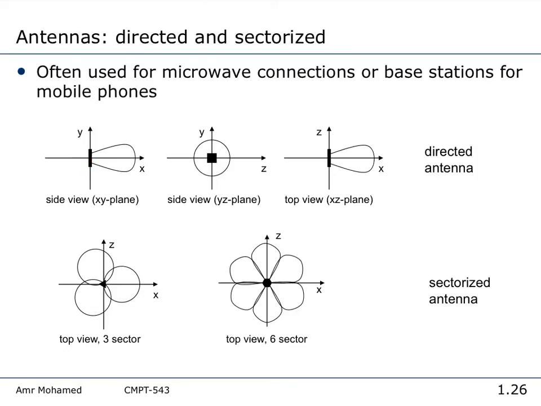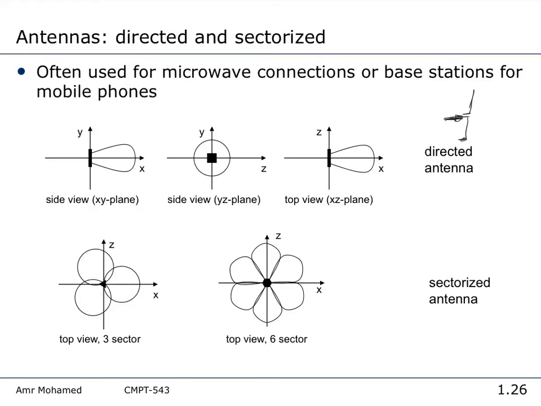This antenna is like the antenna that we used to have in old cars, the one that we just pull up. We call it a dipole antenna. Either we feed this antenna from the middle, or we feed it from the bottom.